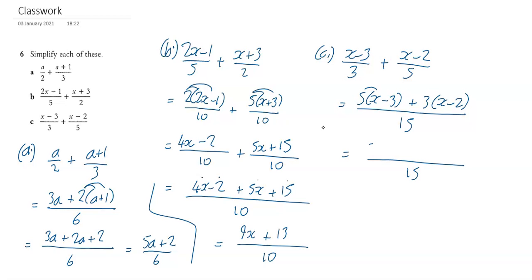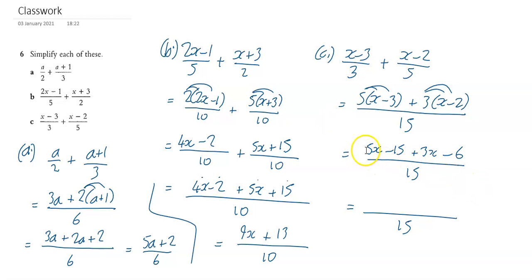And then it's just a case of multiplying out the top line and then tidying up. So 5 times x is 5x, 5 times minus 3 is minus 15, plus 3 times x is 3x, and plus 3 times minus 2 is minus 6. Then your last line is just tidying up.